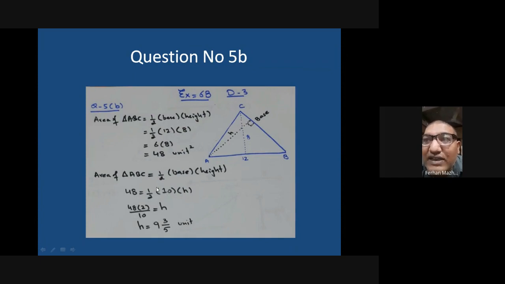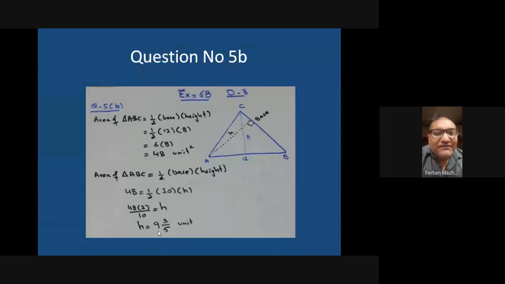Take these two to the other side. So this 2 will multiply, and the 10 will divide on the other side. So the height will be 48 multiplied by 2. That will give you 96. 96 divided by 10. At the end, the answer will be 9 whole 3 by 5. So the height, that perpendicular, is 9 whole 3 by 5.